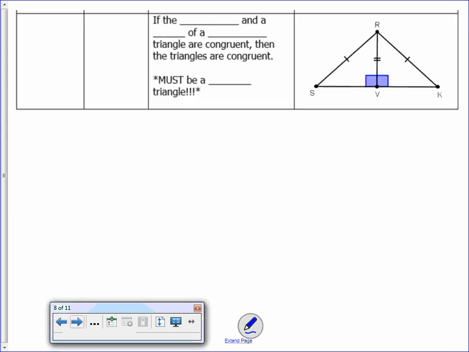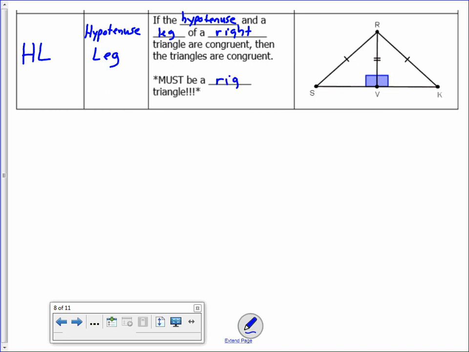The last one is what we call HL, which stands for hypotenuse, leg. If the hypotenuse and a leg of a right triangle are congruent, then the triangles are congruent. It has to be a right triangle.